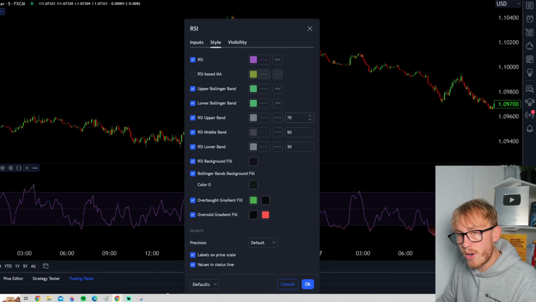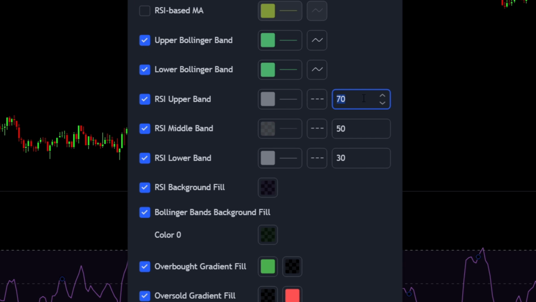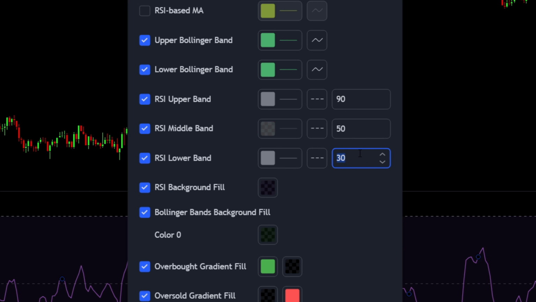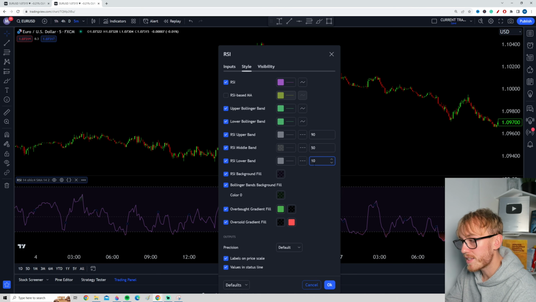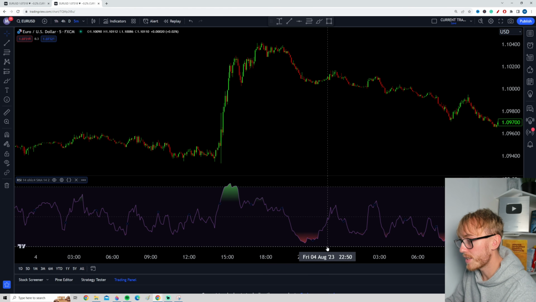However, there are a few use cases, and what we can actually do here is change the upper band. The standard setting for the upper band, which is the upper line here of the RSI, is 70. So what we can do here is change it to 90, and change the lower line to 10. This will make it so that in order for the RSI to be either overbought or oversold, we need to have very extreme points here in the market. So let's click OK here and let me show you guys what I mean.